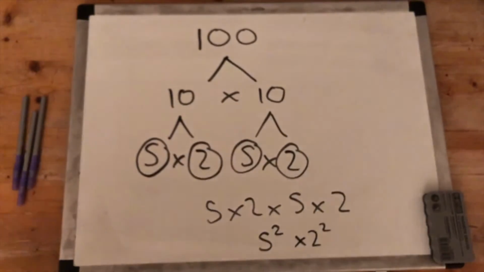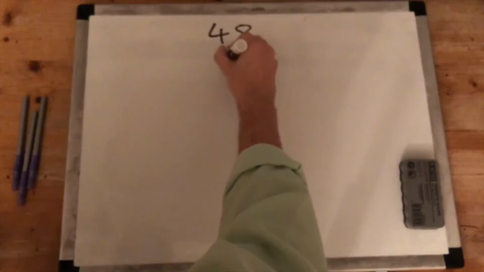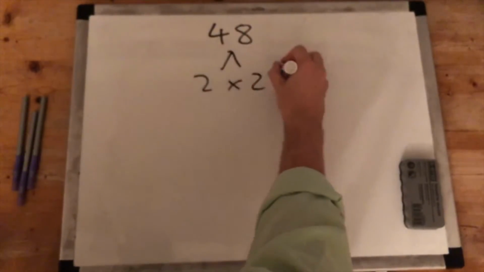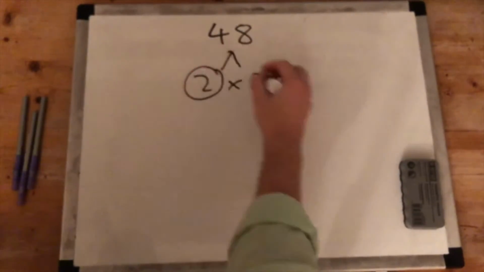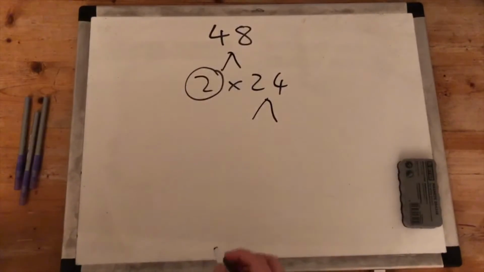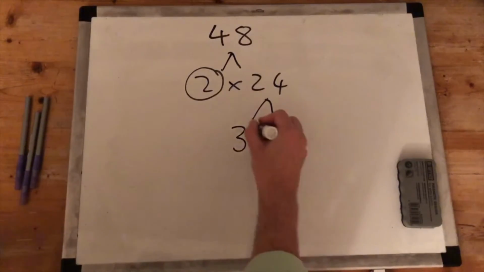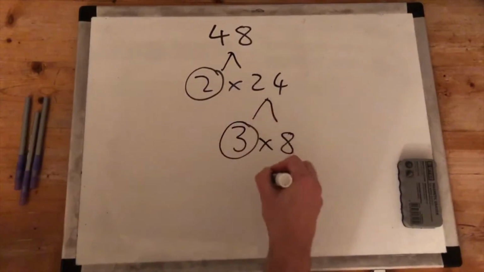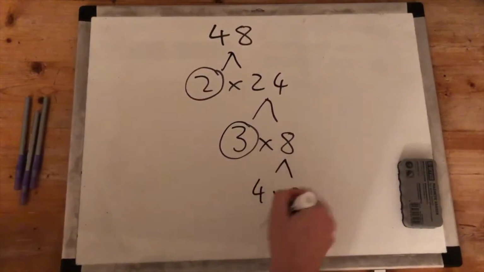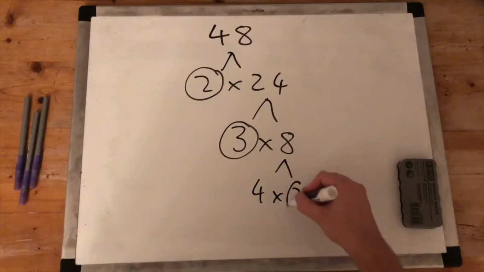We're going to do one more example now. 48. So we're going to do 2 times 24. Is 2 a prime number? Yes. Circle it. 24. Two numbers that multiply to make 24. Let's do 3 times 8. Is 3 a prime number? Yes, we can circle it. 8 is 4 times 2. Is 4 a prime number? No. Is 2 a prime number? Yes. So we circle it.